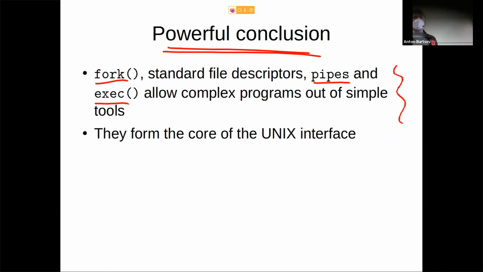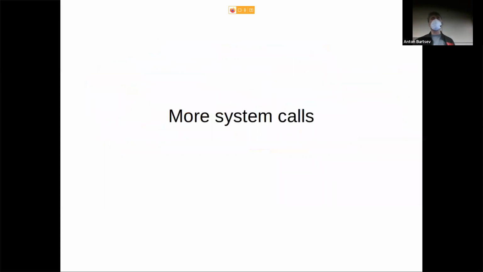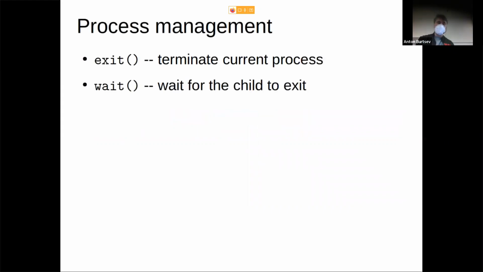They guessed this idea 50 years ago, right? And these system calls form the core of the Unix interface. That's why it's a little bit unusual. This fork exec combination, when you first look at it, you cannot even understand why it's done, but really it's done to connect the programs with pipes. Let me quickly go through the rest of the system calls to make sure that we understand what is there.